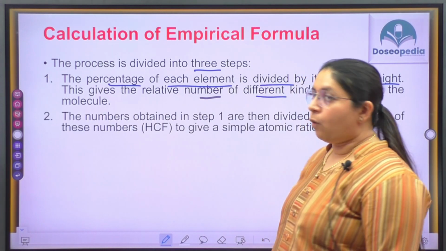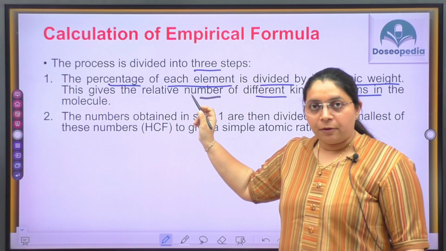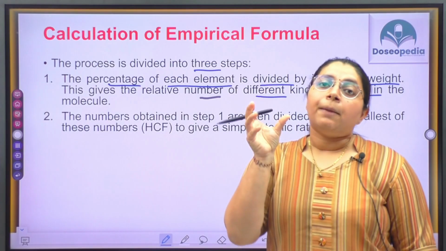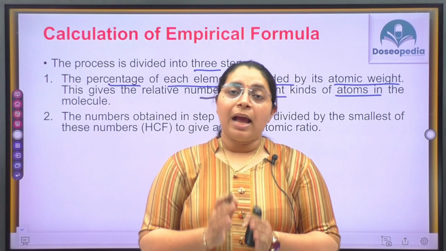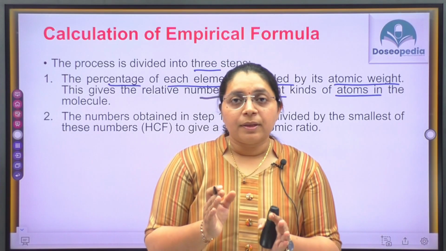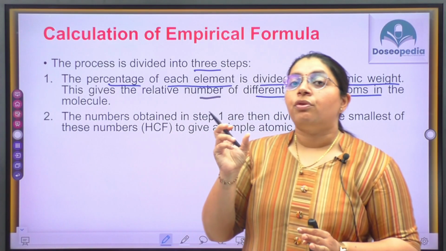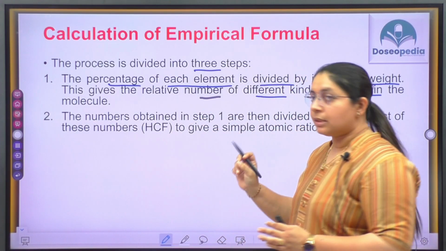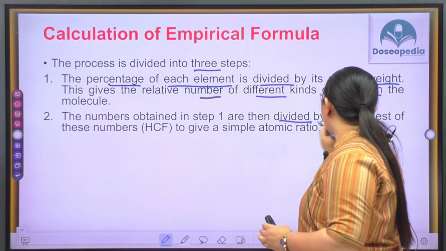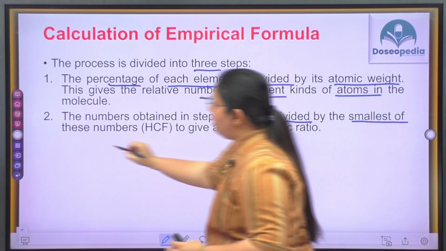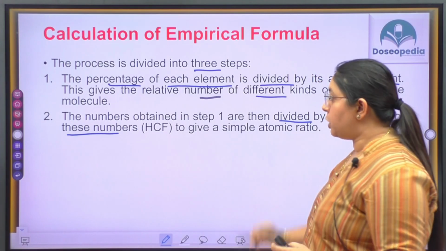Now the second step is what? The numbers you have obtained from step 1, when you divided the percentage of the specific element by its atomic weight, now each of these numbers should be divided by the smallest of those numbers. So the numbers obtained are divided by the smallest number, to get the atomic ratio.